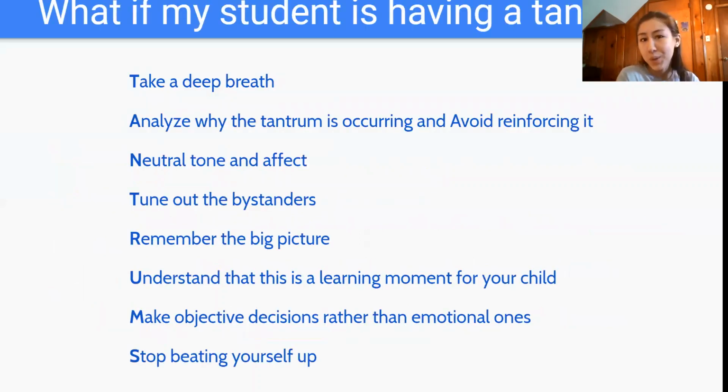So this next one's a little tricky. What to do if your student is having a tantrum. So first, you want to take a deep breath and analyze why the tantrum is occurring and avoid reinforcing it. So usually you want to look for an antecedent, which happens immediately before the behavior. If your student starts yelling or having a tantrum, try and think about, okay, well, what happened right before that? And you want to avoid reinforcing it.